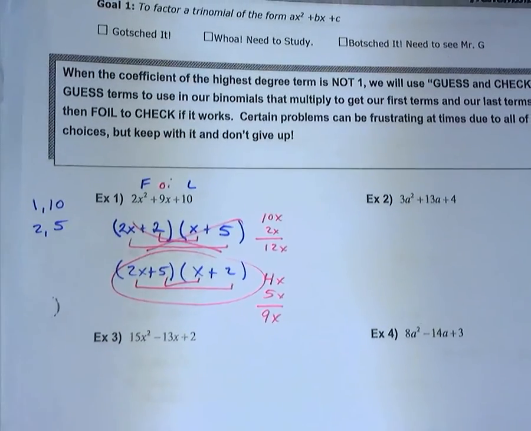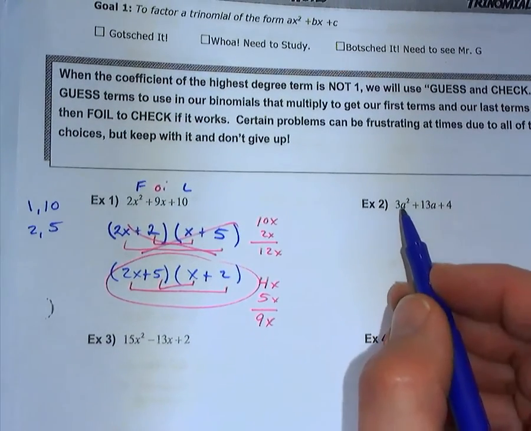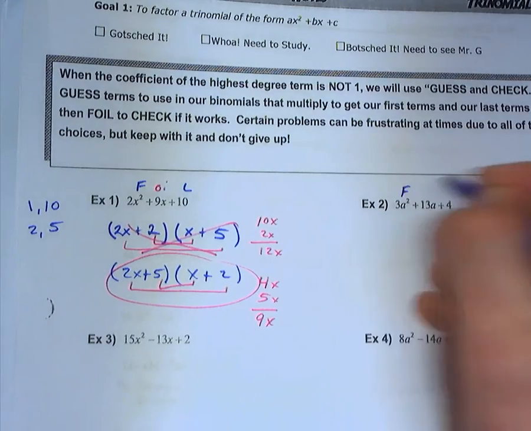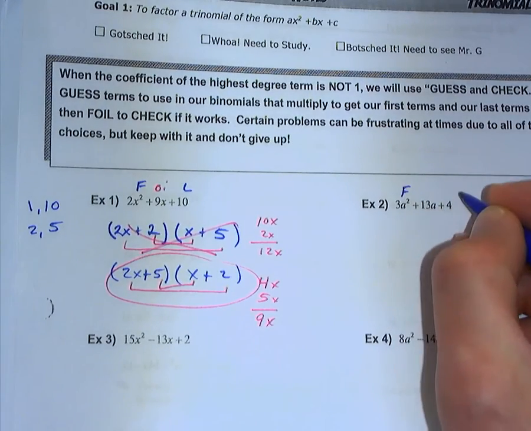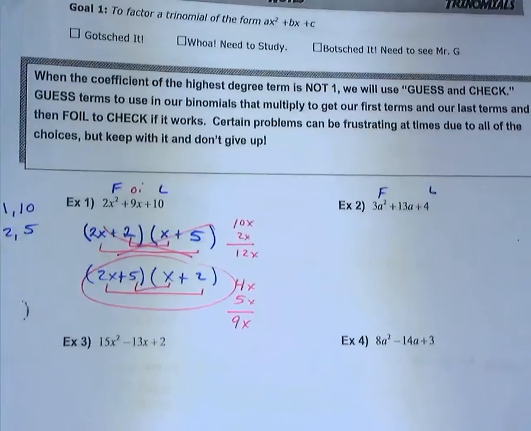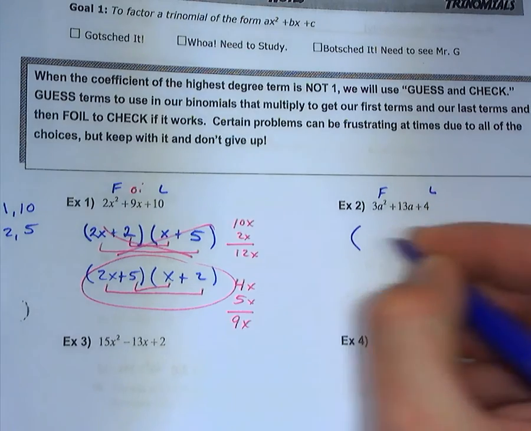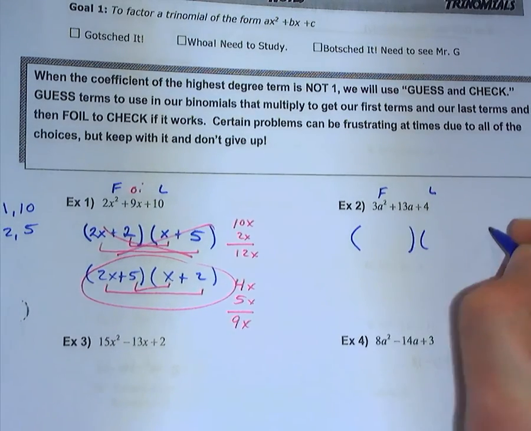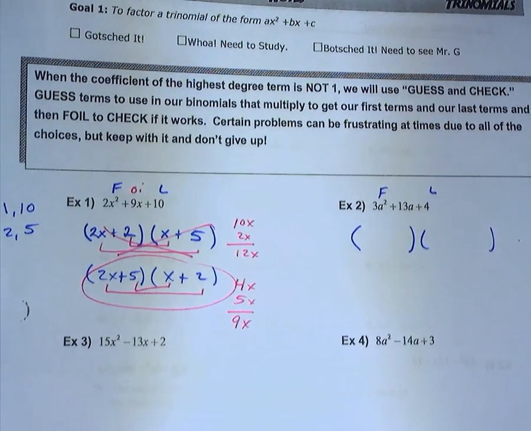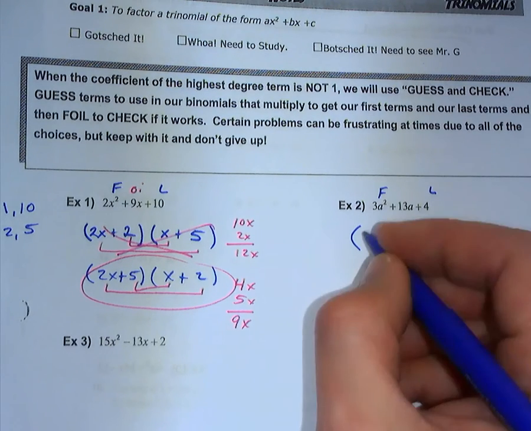Again, it's going to take a little practice here. I've got 3a squared, that's F, plus 13a plus 4. And that's my F and L. So I'm going to go ahead and factor that guy. 3a squared, there's only one way to factor 3a squared, right? What's factors of 3? 1 and 3, 3 and 1. I'll usually put the 3 first.